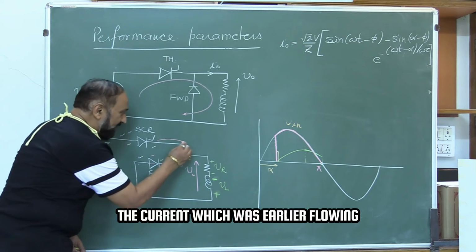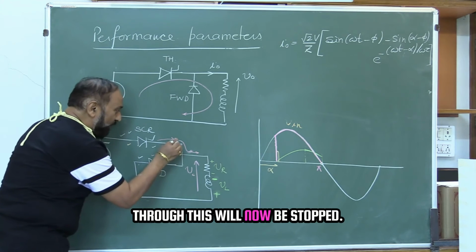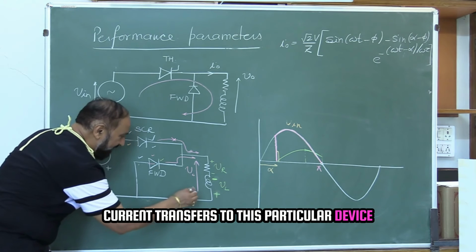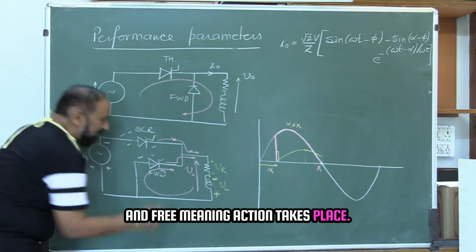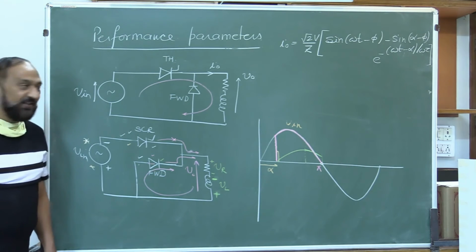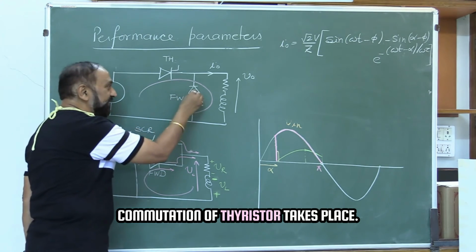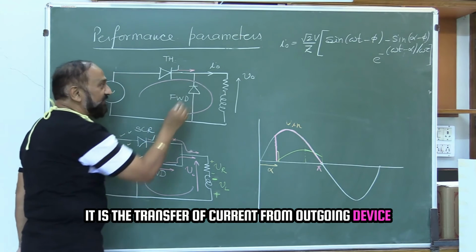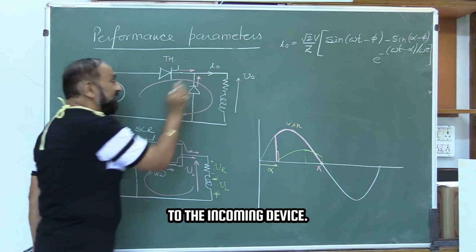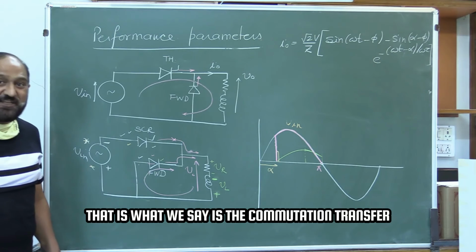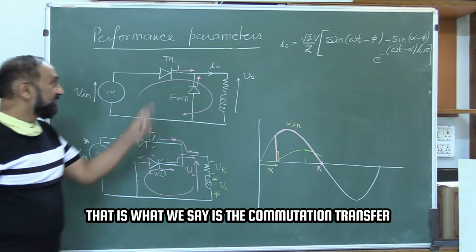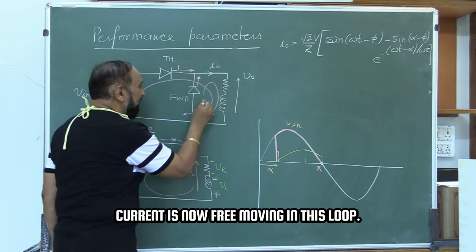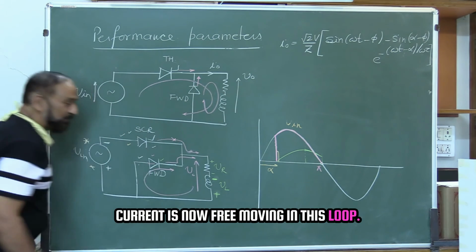The current which was earlier flowing through this will now be stopped. Current transfers to this particular device and freewheeling action takes place. Commutation of thyristor takes place. It is the transfer of current from outgoing device to the incoming device. That is what we say is the commutation. Transfer of current from outgoing to incoming device. Current is now freewheeling in this loop.